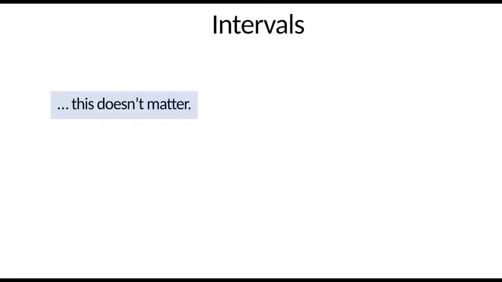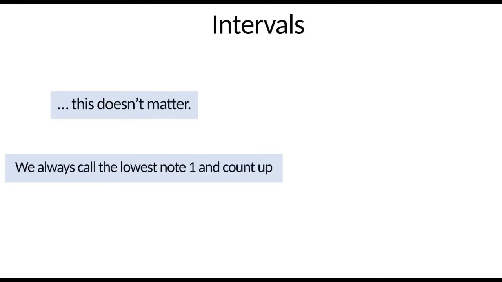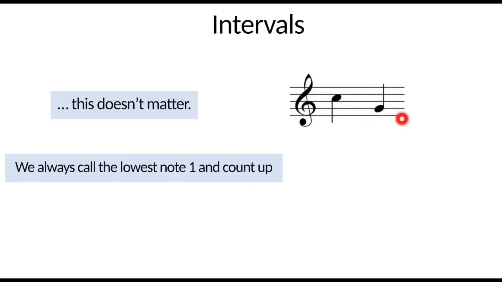And that doesn't matter. We still apply the same principle as before. We always call the lowest note, not the first note, the lowest note of the two, number one. And we count up until we reach the second note. So for example, here we can see that the lowest note is this one. That's a G, and that's going to be number one. The lowest note is number one.